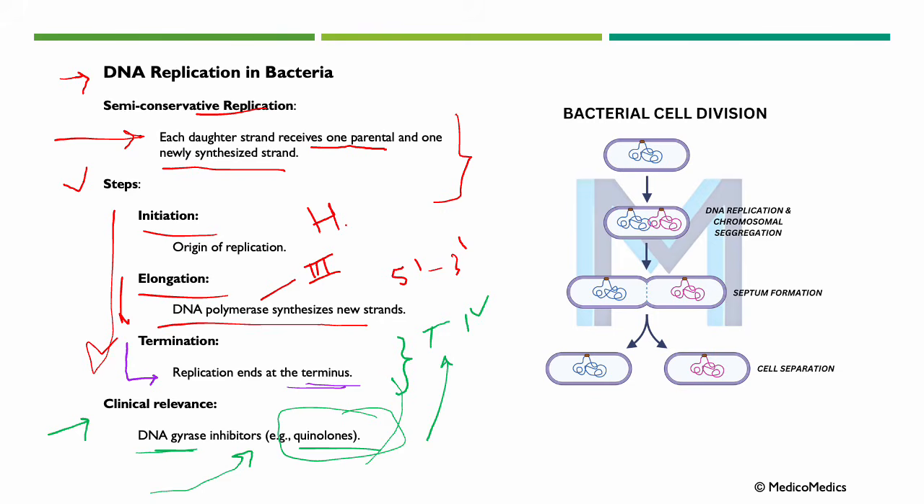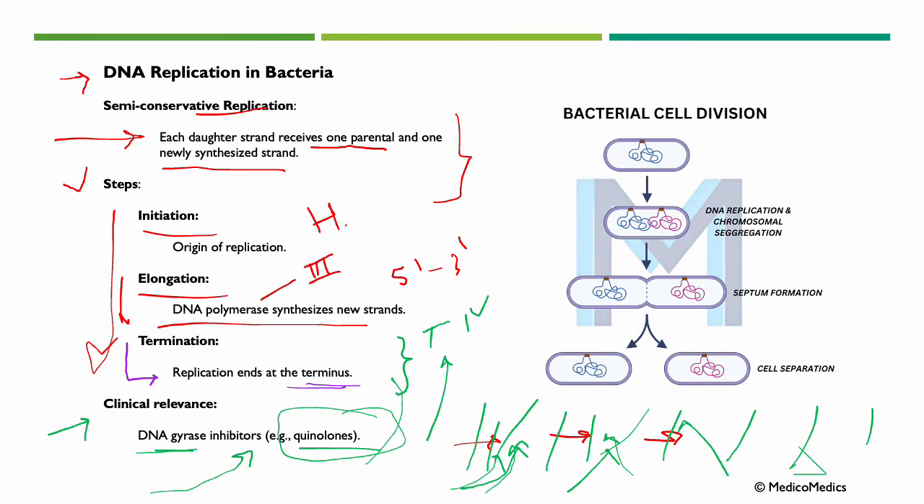So all in all, by knowing these different steps and what happens during them, we can develop antibiotics to stop it. This is similar to using antivirals against viruses, where by understanding the viral replication cycle, we can intervene to block it at different stages. And it's the same here.